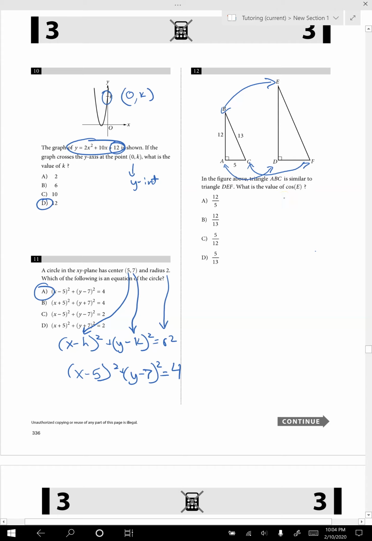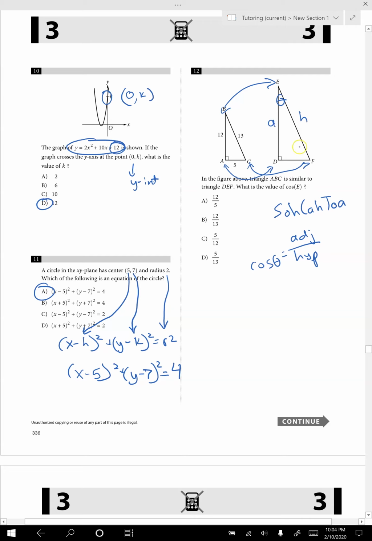What is the value of cosine of E? Well, let's think about that. Okay, here's our reference angle, and SOHCAHTOA tells us that cosine is adjacent over hypotenuse, which means we want, here's our adjacent side and here's our hypotenuse side.